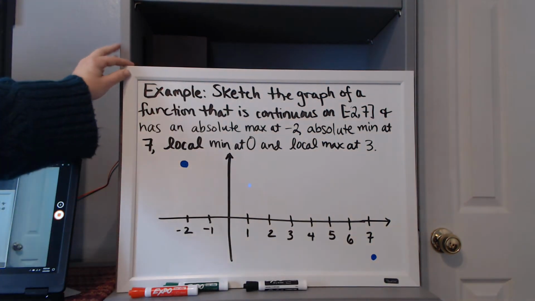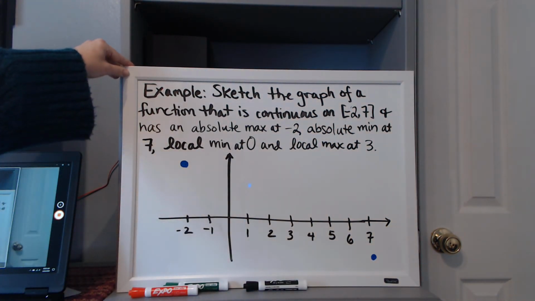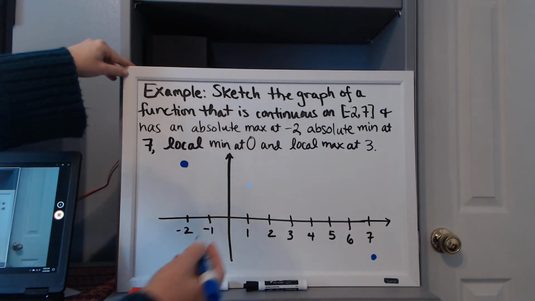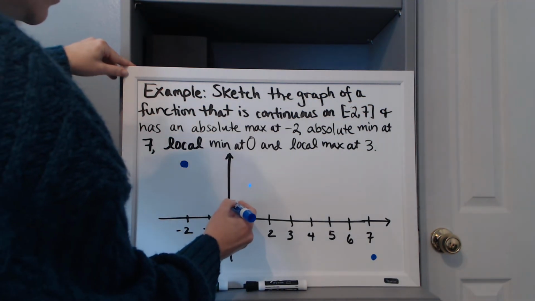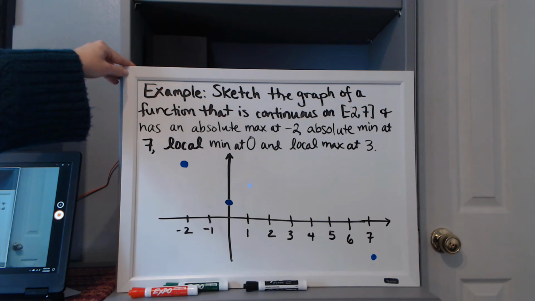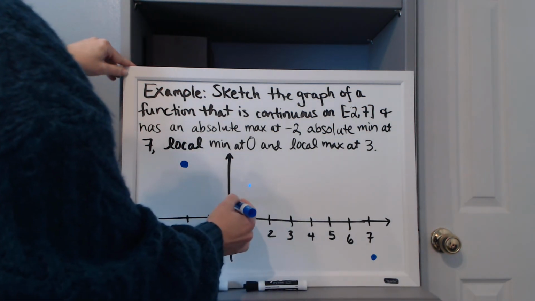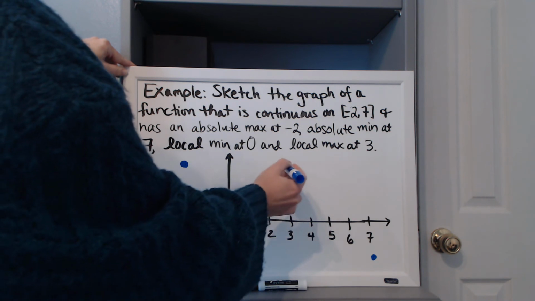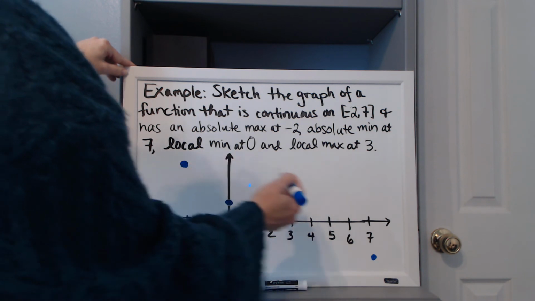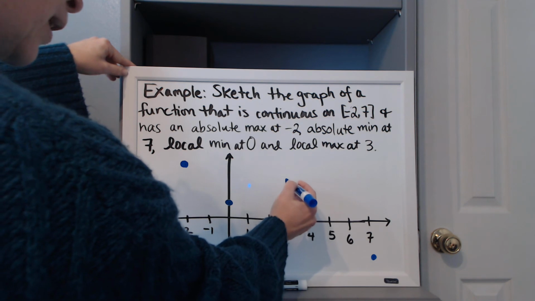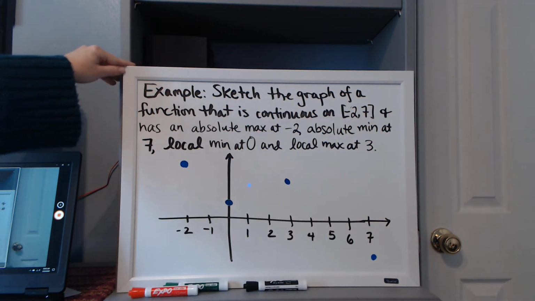There we go. We're going to have a local min at x equals 0. We can choose this to be wherever we want. I'm just going to put it right here on the axis. And then we have a local max at 3. So I want this to be higher than the local min. And it could go as high as our absolute max, but I'm not going to. It cannot go higher than the absolute max. I'm just going to put it up there.